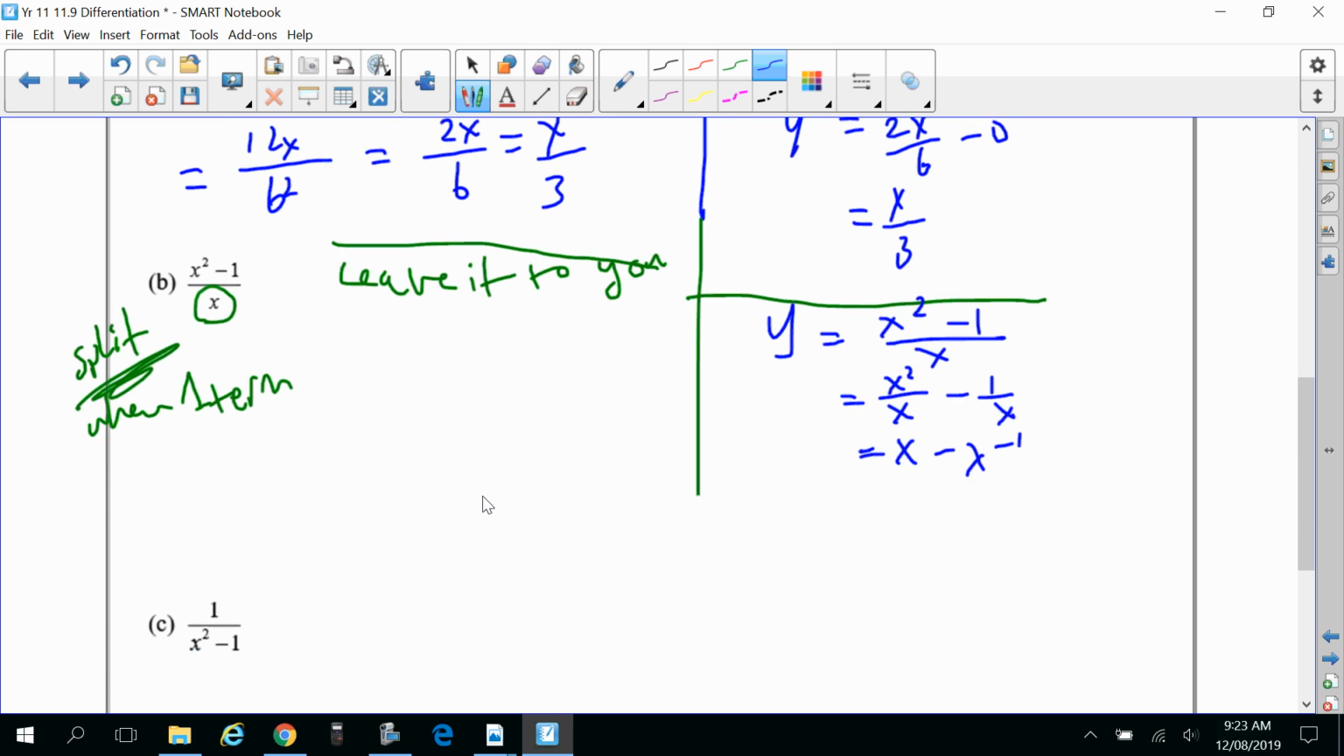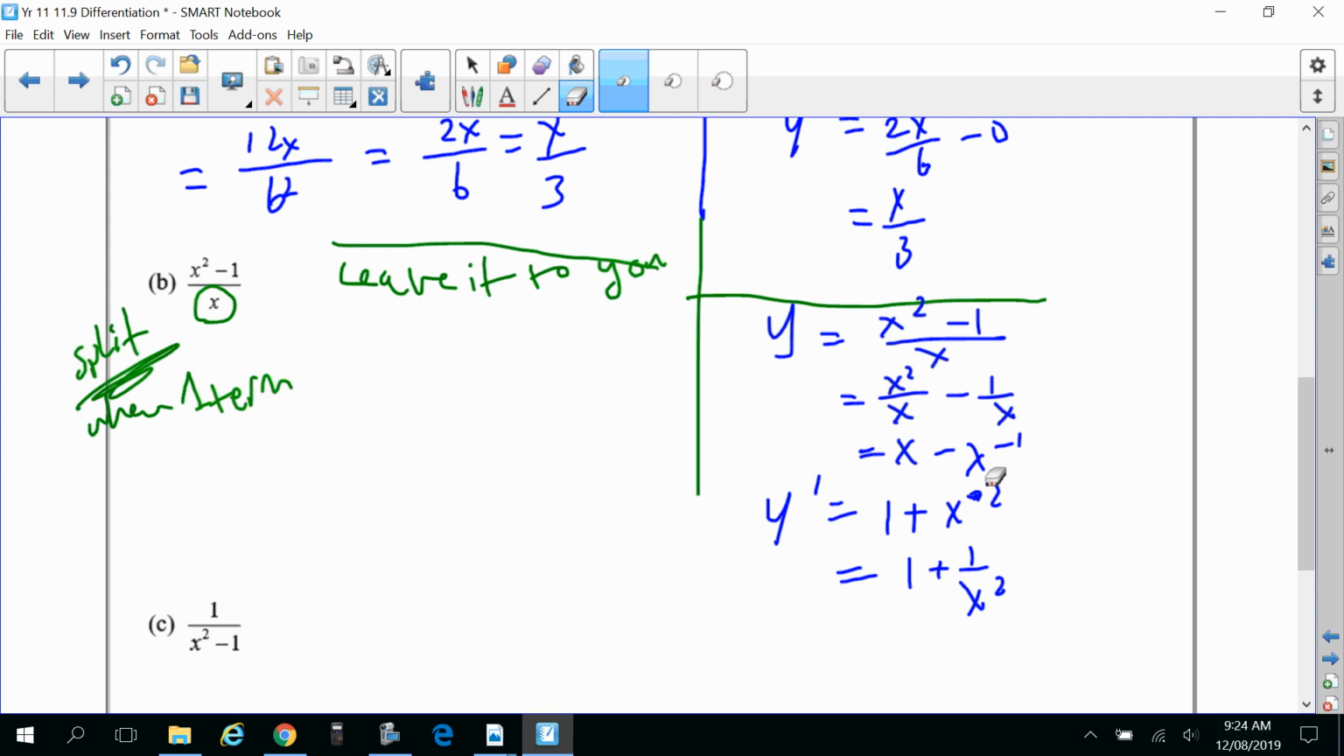If you can avoid it. But you can avoid it. And you can, well, watch this. 1 minus this. Negative 2. Right? Which is 1 plus 1 on x squared. How cool is that?